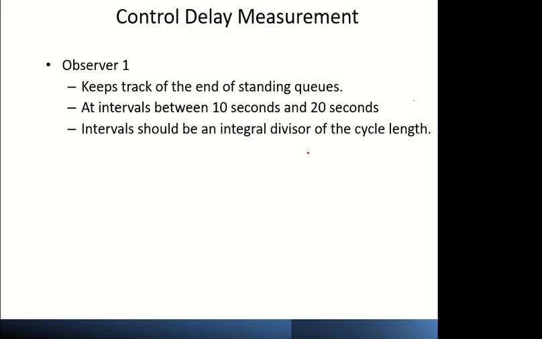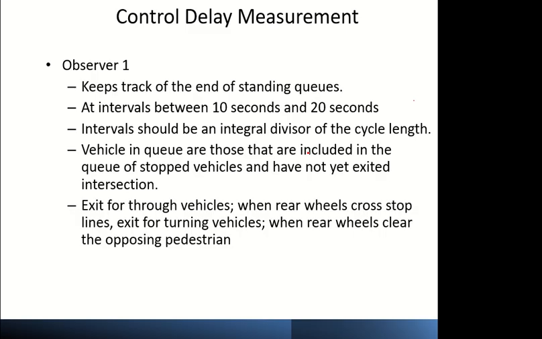Then he has to count the number of vehicles which are in the queue. So we need to define what we mean by queue. When the vehicles arrive at the intersection and they cannot move because there's already a vehicle in front of them, that means they have joined a queue. So the vehicles which are moving towards the intersection, or are stopped in front of the stop line, are in the queue. Either they are moving towards the intersection together, or they are stopped at the intersection, they are in the queue.